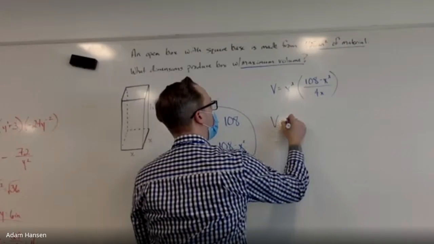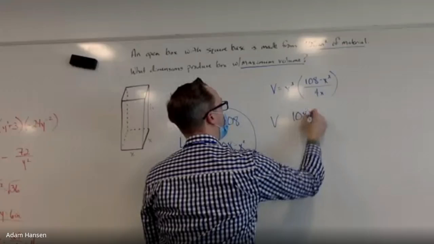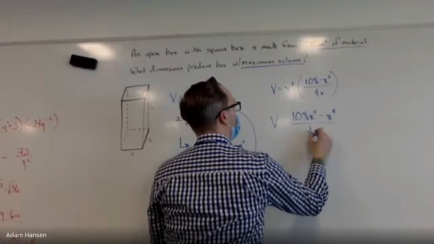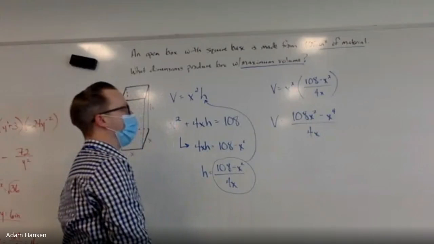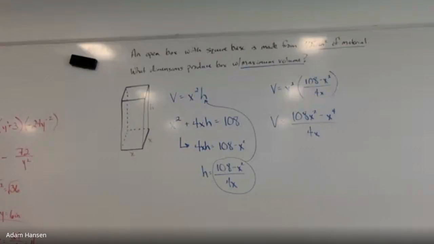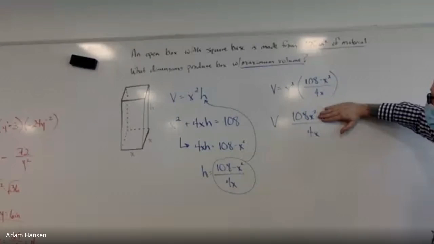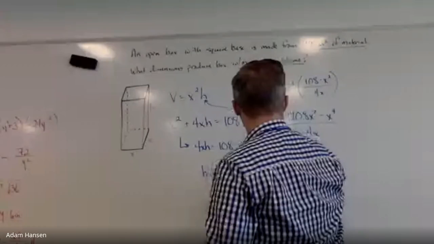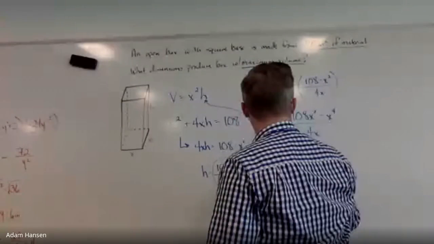So multiply these together, maybe. Let's start simplifying here a little bit. 108x squared minus x to the fourth, divided by 4x. I'll distribute that. See, I could probably divide by 4x. What's 108 divided by 4? What's x squared divided by x? So let's start with a volume of 27x.